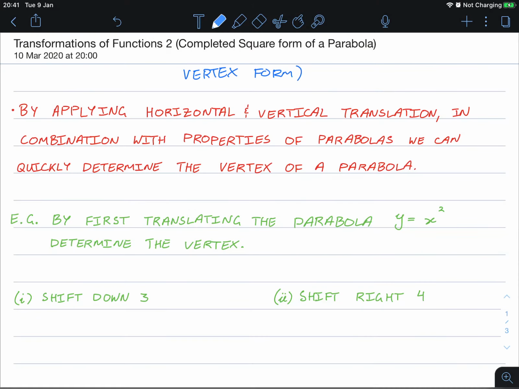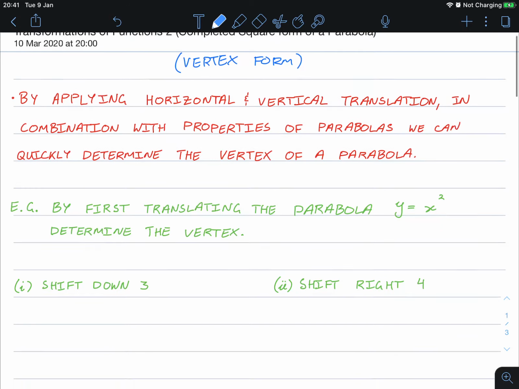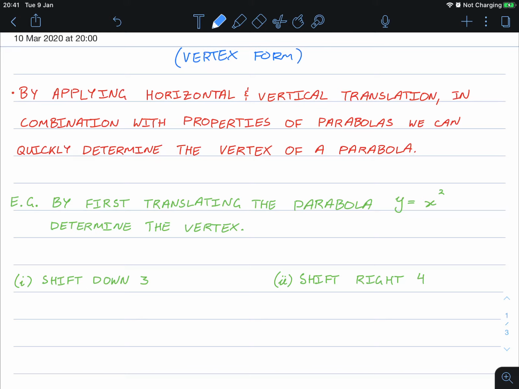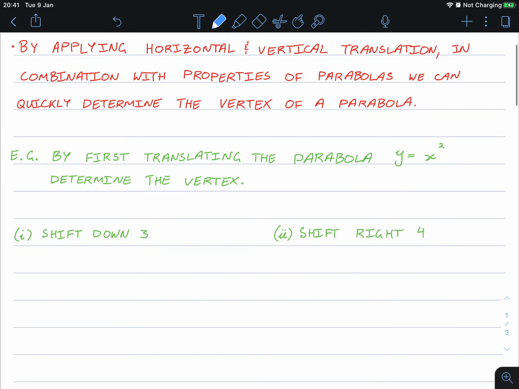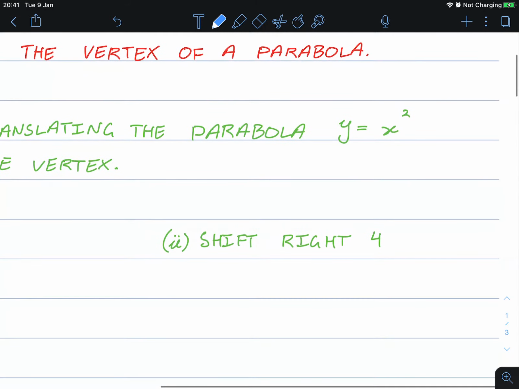By applying horizontal and vertical translations in combination with properties of parabolas, we can quickly determine the vertex of a parabola. So, by first translating the parabola y equals x squared, determine its vertex.